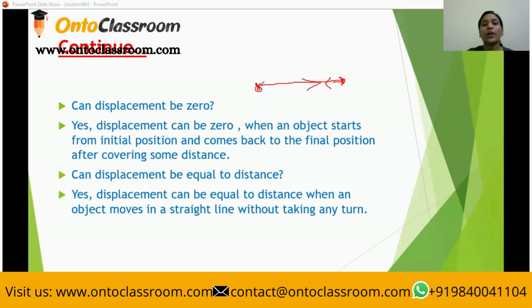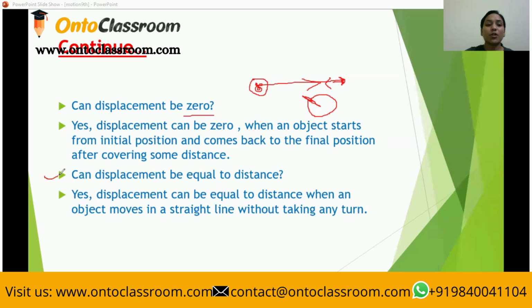If both points are the same, then we can say that the distance between the starting and final point is zero, and the displacement will be zero. Another example I can take: if you start walking on a circular path, you will come back to the same position from which you started. So here also the displacement will be zero, because the distance between the initial and final point is zero. The point is the same.